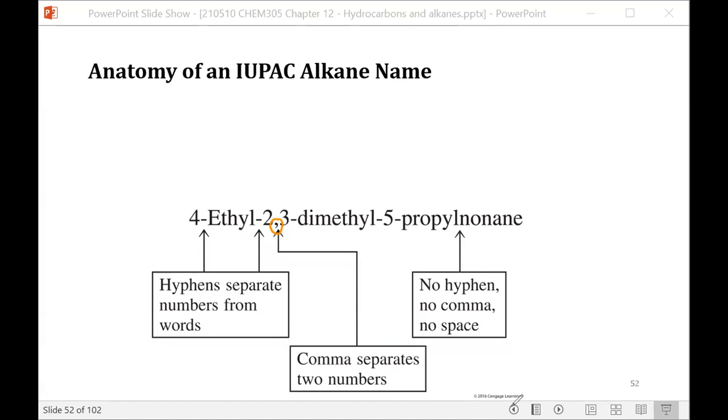And then when you're going from the parent chain at the very end of the compound name to the rest of it, there's no comma, no hyphen, no space. The parent chain name just gets added on to whatever substituent chain is listed last based on alphabetical order.